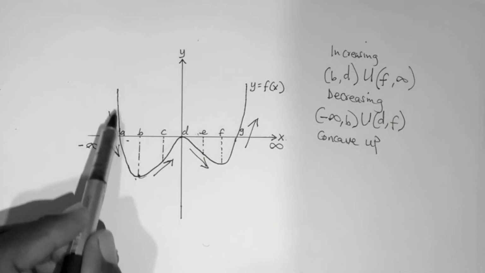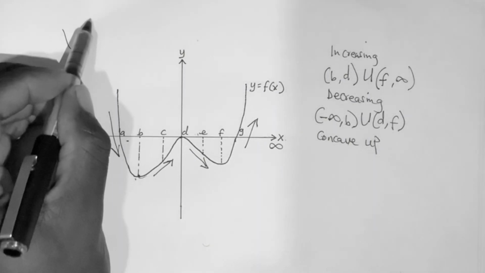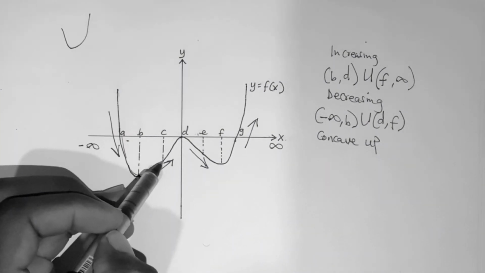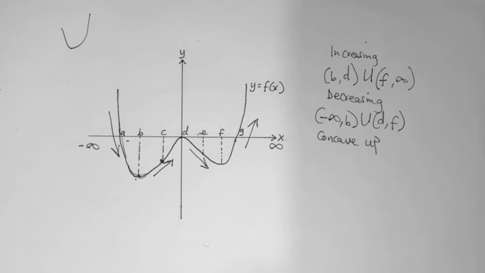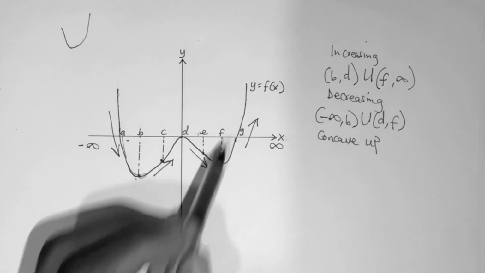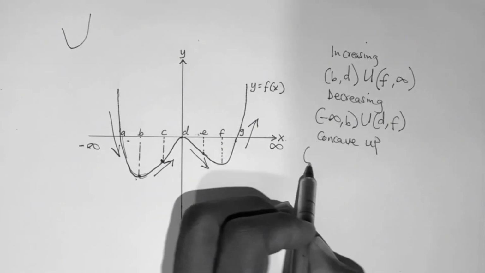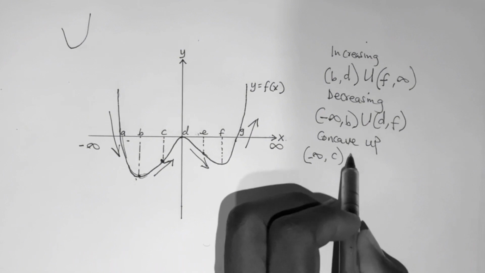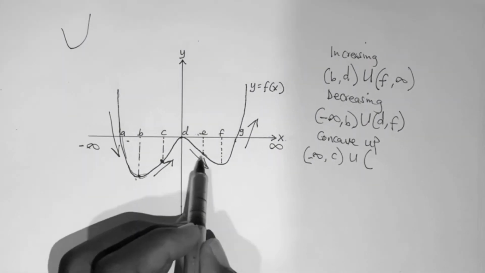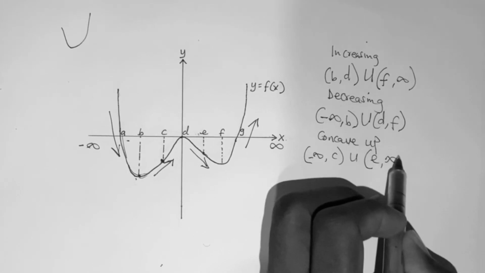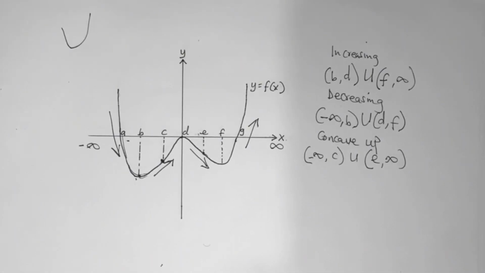So you see that this is concave up. From this interval all the way to this interval, the function is concave up, and then it is also concave up from this interval to this interval. So we are talking about minus infinity to c, union this interval, which is e to infinity. So that's the region for concave up.